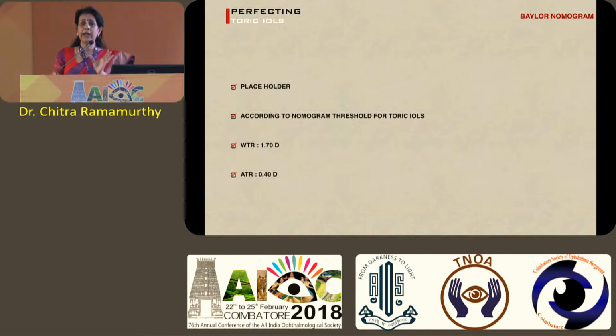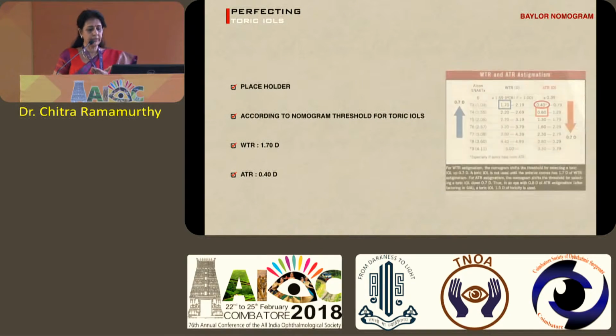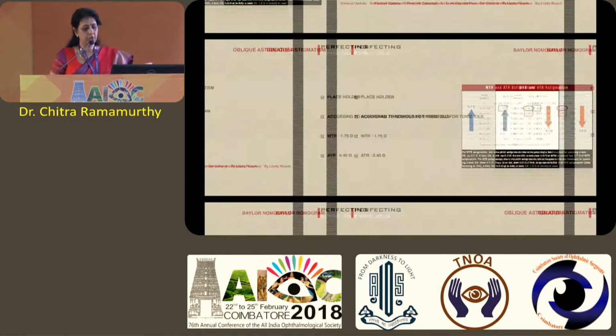So if you have a with-the-rule astigmatism, you could start implanting a toric IOL from 1.7 diopters. Whereas, if you have an against-the-rule, because of the additive effect of the posterior cornea's against-the-rule, the 0.4 will become a lot more. So you could start implanting your IOL even with 0.4 diopter of toricity measured on the anterior cornea, as has been shown here.